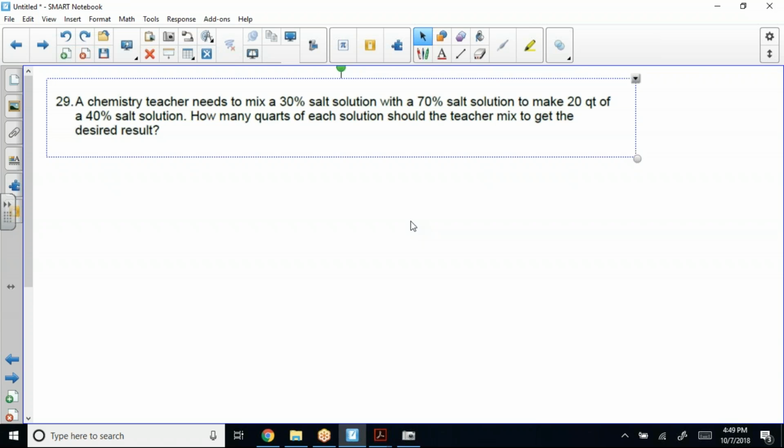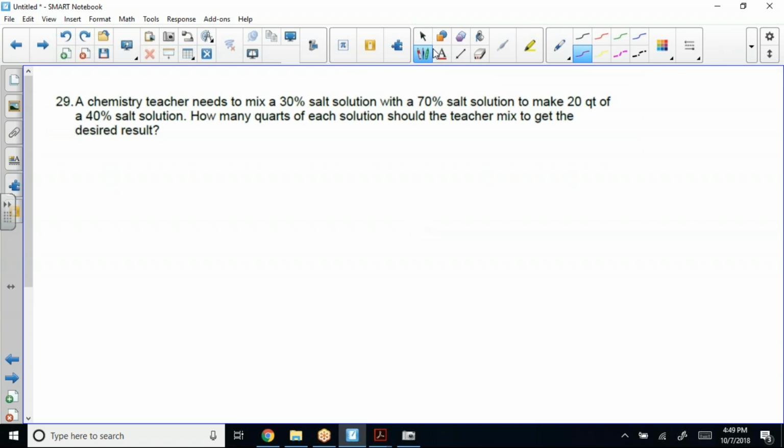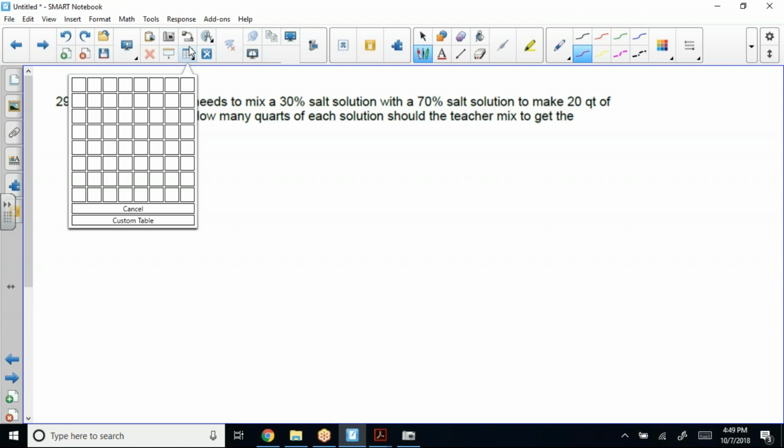All right, so a chemistry teacher needs to mix a 30% salt solution with a 70% salt solution to make 20 quarts of a 40% salt solution. We've done this in a table, if you remember. Let's see, the items, the amounts, solution, totals.